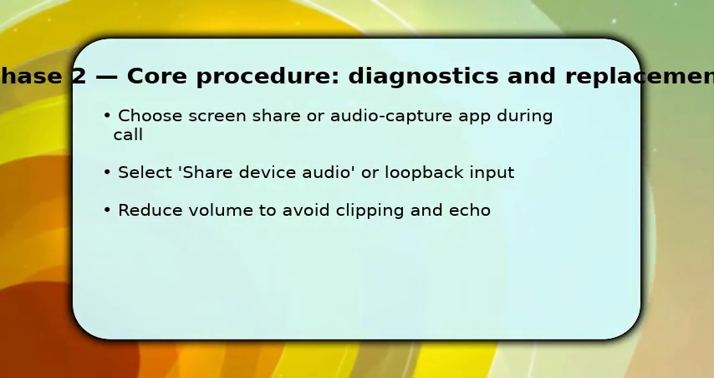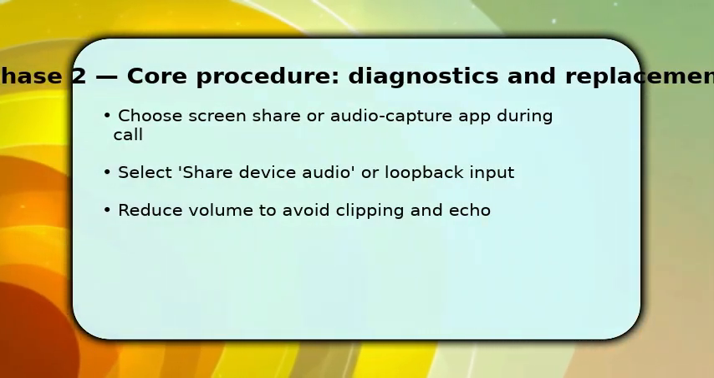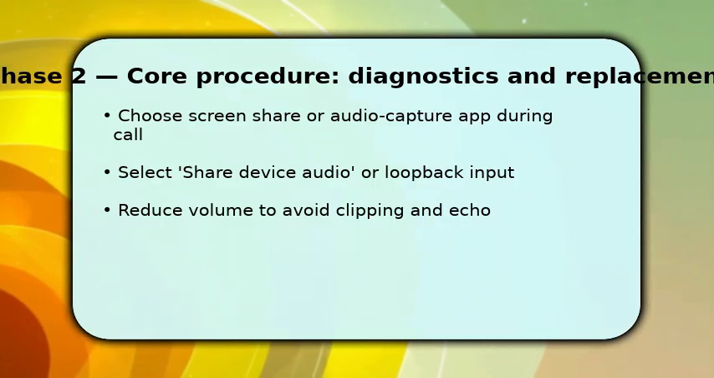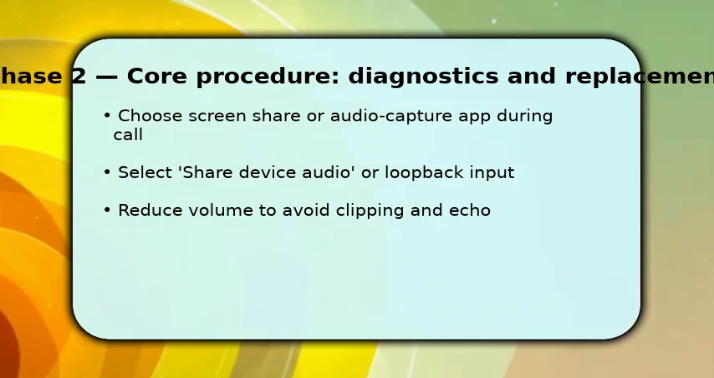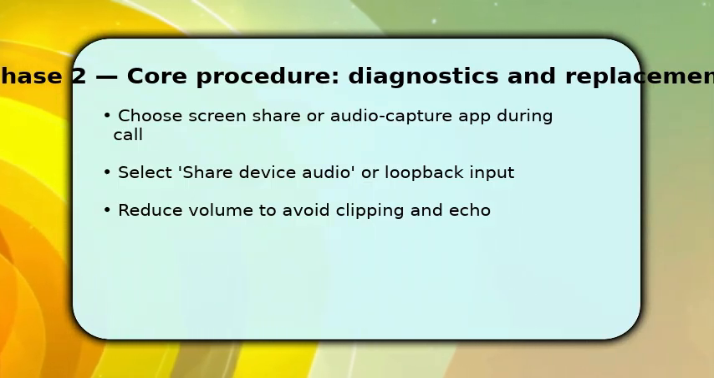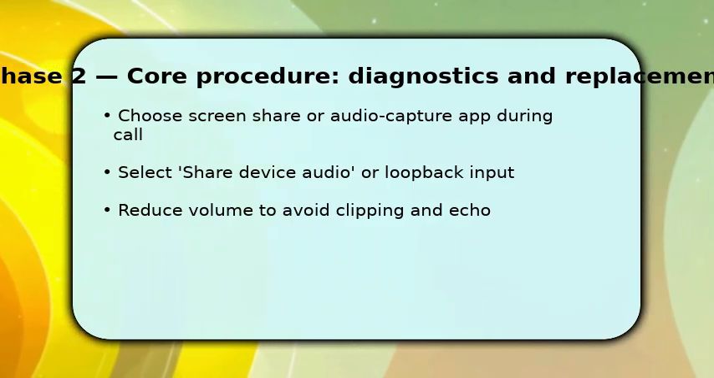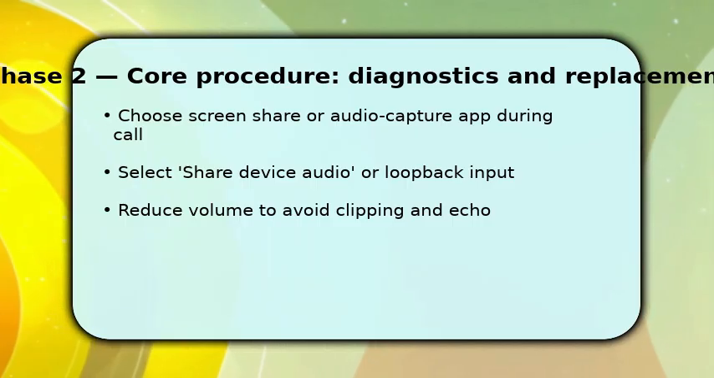Next, you route the audio into the call. Tap the Share Screen or Share Audio button in WhatsApp. On Android, select Share Device Audio. On iPhone, use Screen Recording with microphone off and enable System Audio where available. If using a PC, choose the audio loopback or stereo mix as the input in your conferencing bridge.